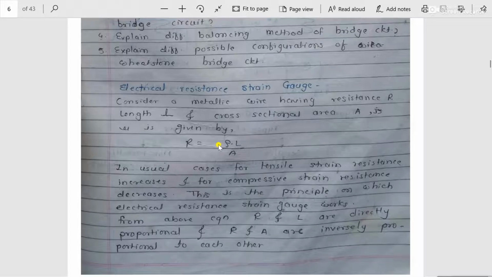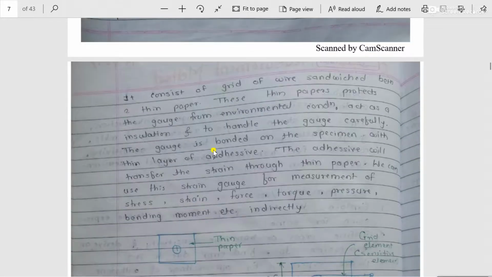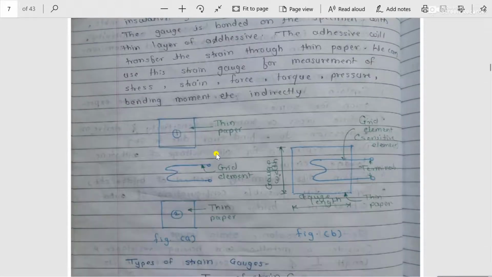And as we know, the strain gauge works on one principle: if the strain gauge comes in contact with tension, the resistance increases, but if the same strain gauge comes in contact with compression, the resistance decreases, and hence this is the basic working principle on which the electrical resistance strain gauge works. So this is about the basic working principle and the construction of the strain gauges, and in that construction I have explained the importance of these thin papers, and how the resistance of the grid element gets changed.